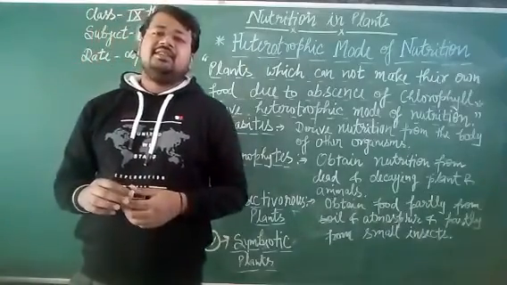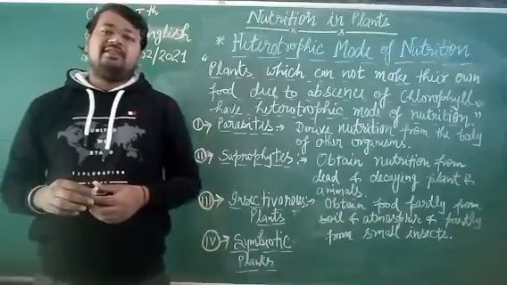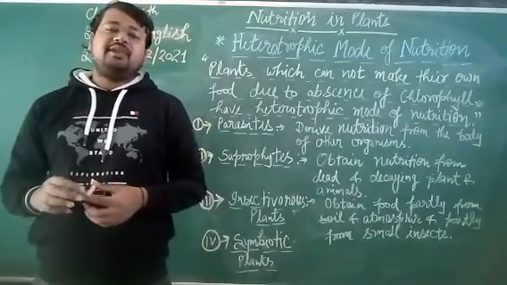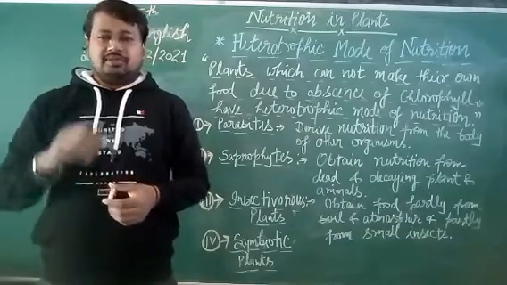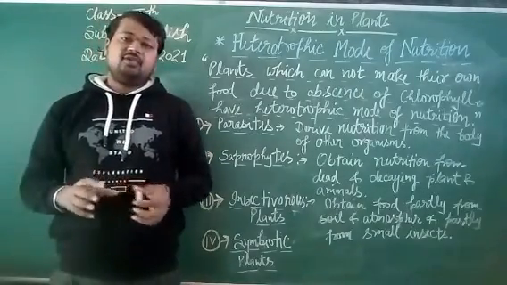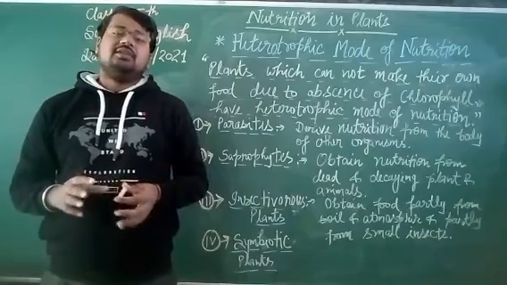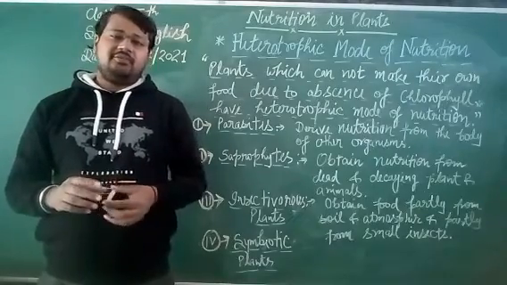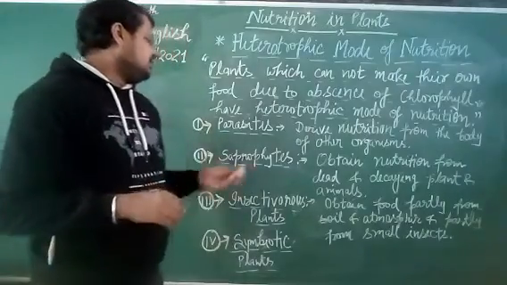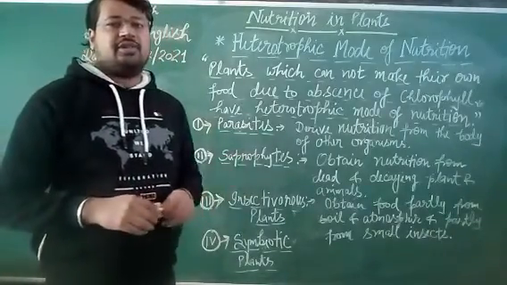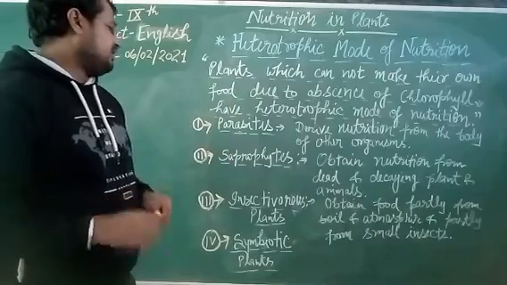Some plants like Cuscuta and Rafflesia are fully dependent. They grow root-like structures and stick to the plant and absorb all the minerals, water and food that is prepared by the process of photosynthesis. So this is one mode of nutrition that is heterotrophic in nature.